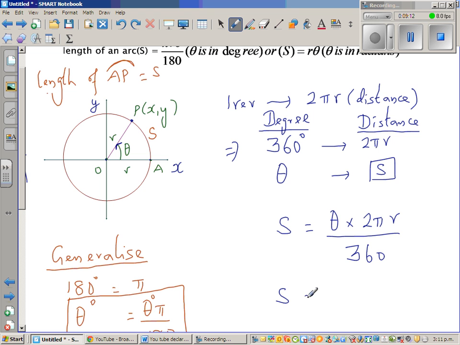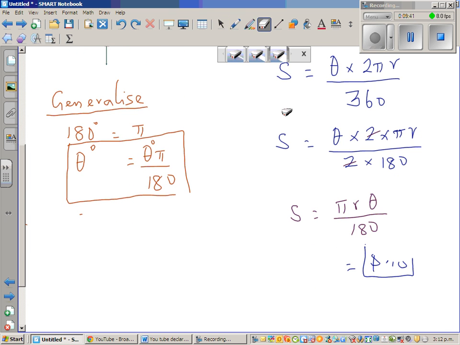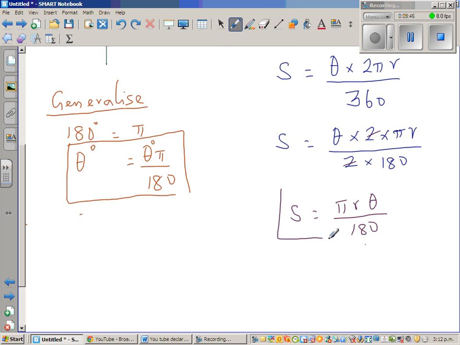So therefore S is nothing but theta times 2 times pi r over 2 times 180. I'm just trying to make life easier. So I hope you understand. You can cancel these 2s. So your S is nothing but pi r theta over 180. So if you want to find the length of an arc, and if the angle is in degrees, you can use this formula. Here, theta is in degrees.